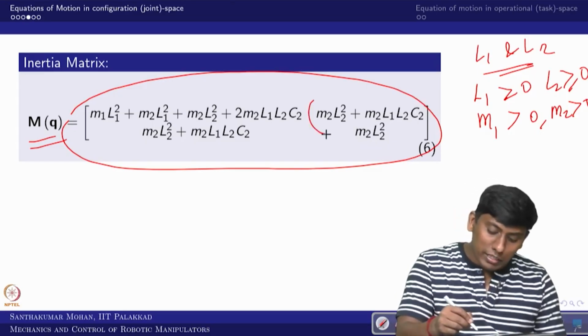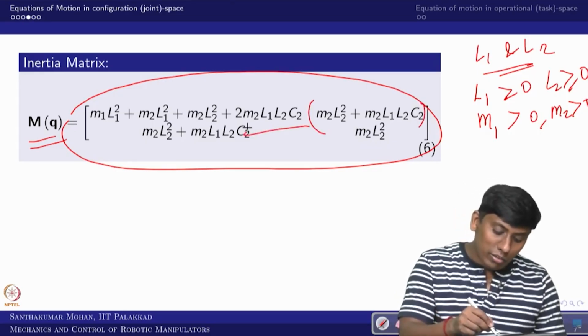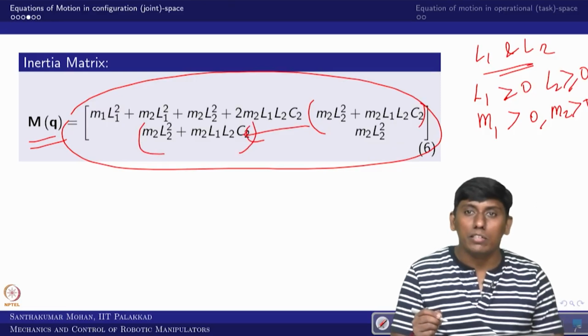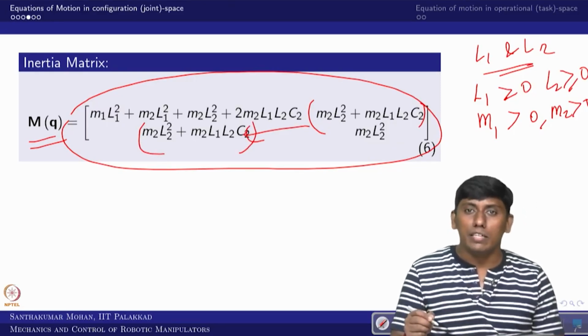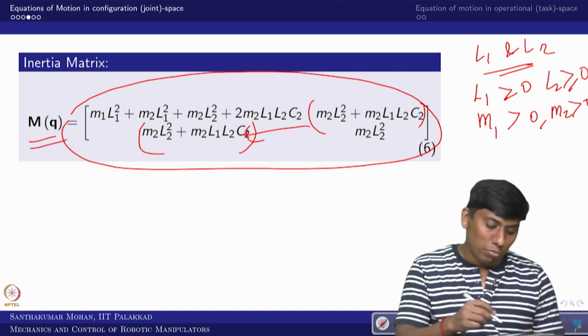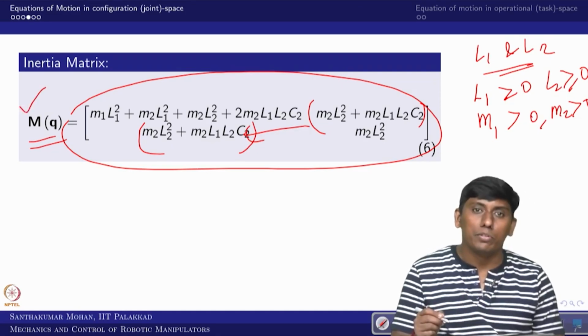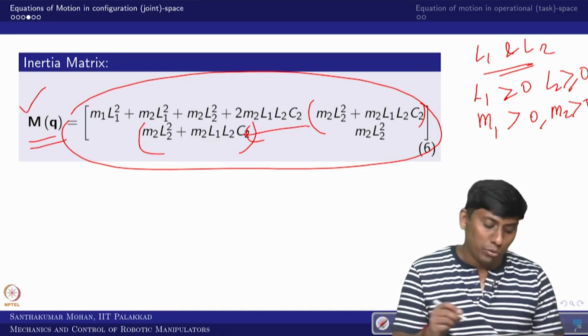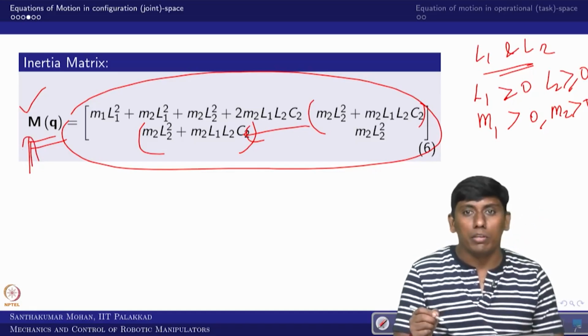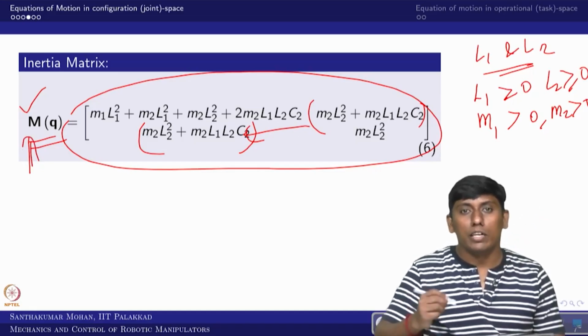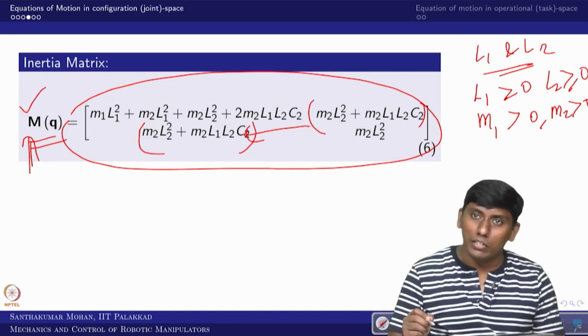And further you can see this term is matching with this term, in the sense even if you take a transpose, it is giving the same matrix. So that is what we have seen, M transpose of Q equal to M of Q, in the sense it is a symmetric matrix. Further this is going to give positive definiteness. So that is what we have seen as the inertia matrix.